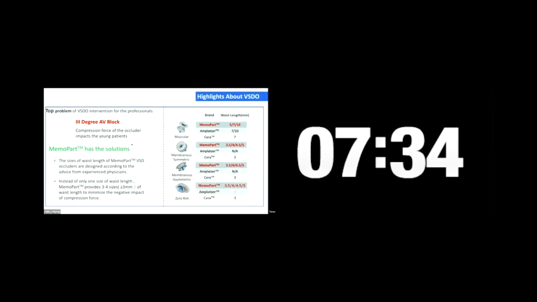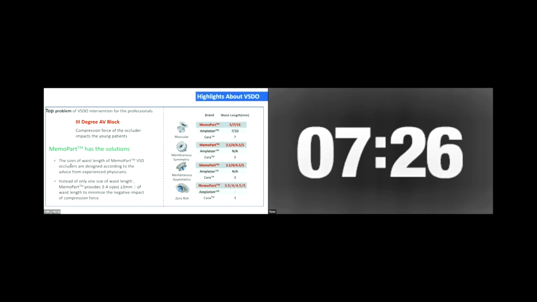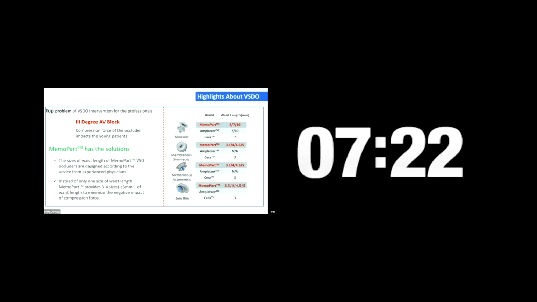So these are the problems I mentioned. Many VSD occluders cause third degree AV block because of the compression force of the occluder, which especially impacts young patients. So this company has come up with solutions in terms of different waist length sizes. For example, muscular VSD occluders have different waist length sizes, as well as the membranous symmetric ones, ranging from 3.5 to 5, and the asymmetric also have different waist length sizes.